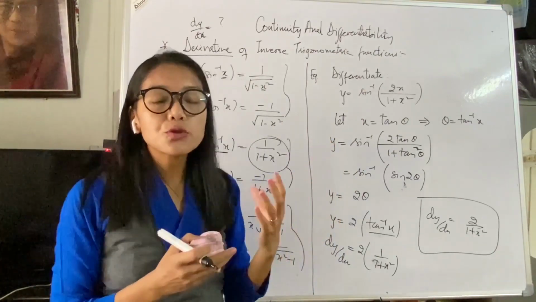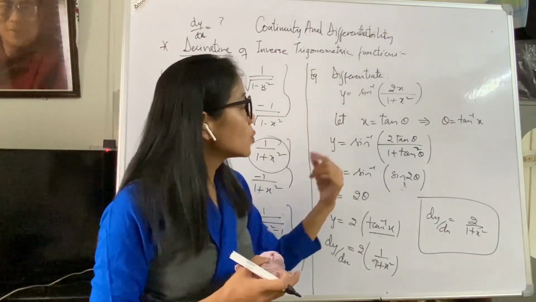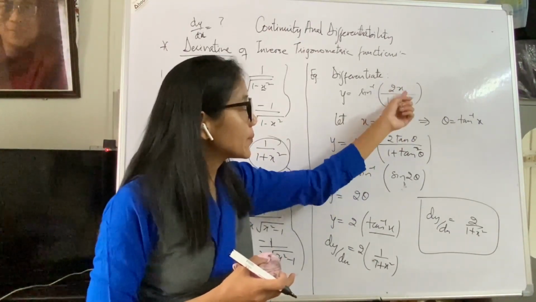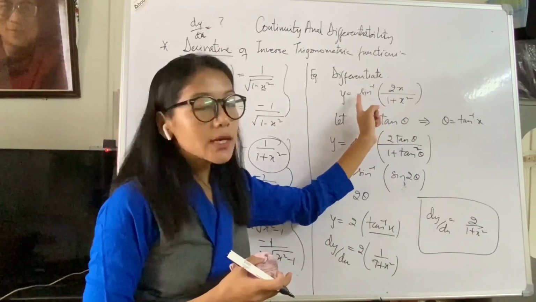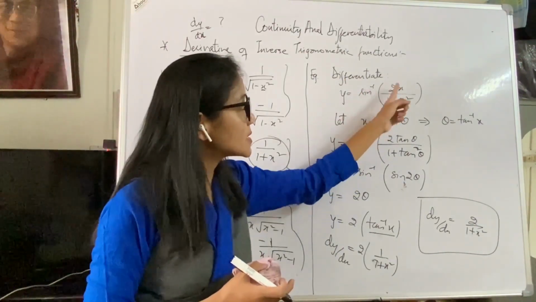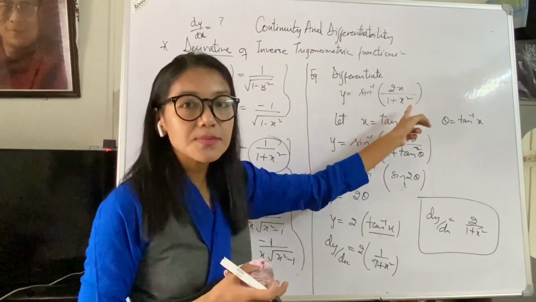To make the substitution, the trick is to substitute in such a way that you can express the inside term in terms of the inverse of the outside term. If it is sine inverse, you express it in terms of sine. If it is cosec inverse, you express it in terms of cosec.